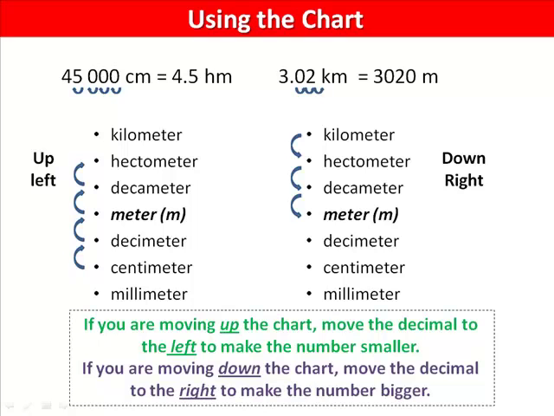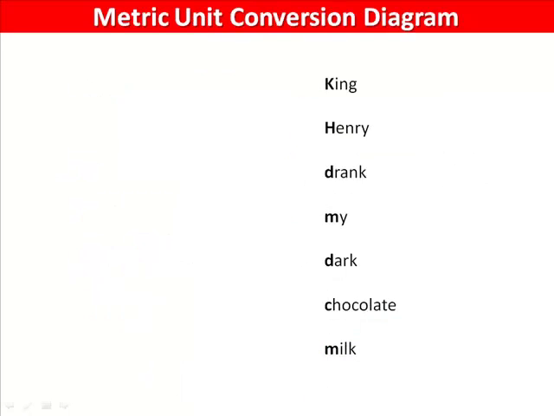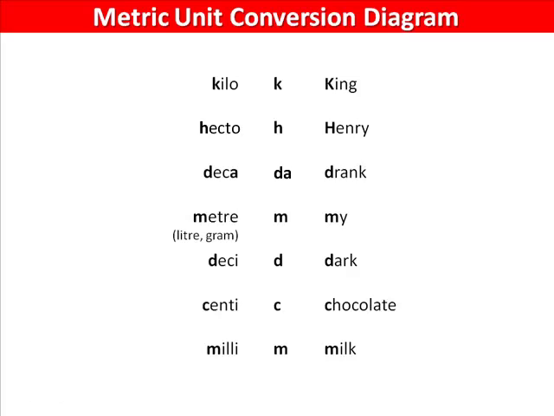But what about remembering the order of the units? Here's an acronym that can help you remember the order of the units. King Henry drank my dark chocolate milk. The first letter indicates the prefix of the measurement. King means kilo, H means hecto, and so on.